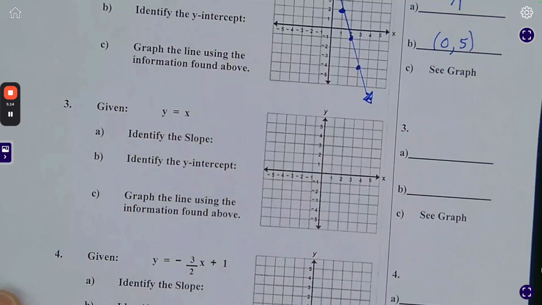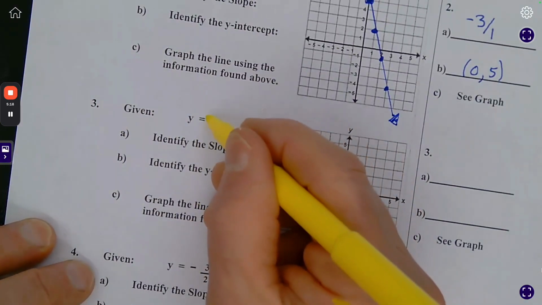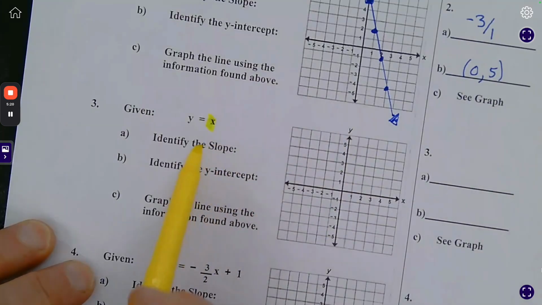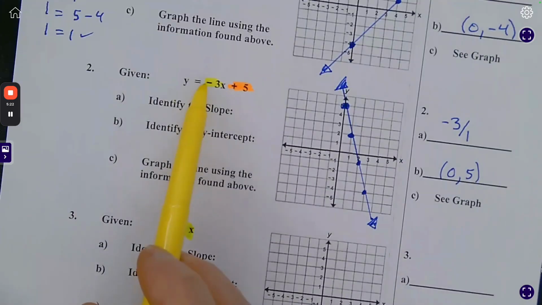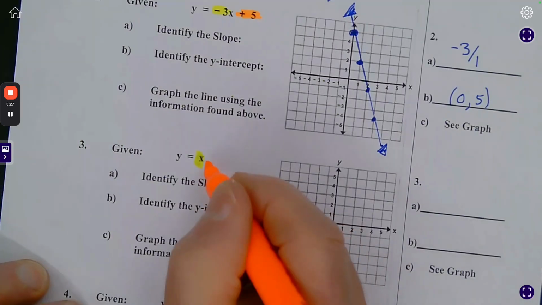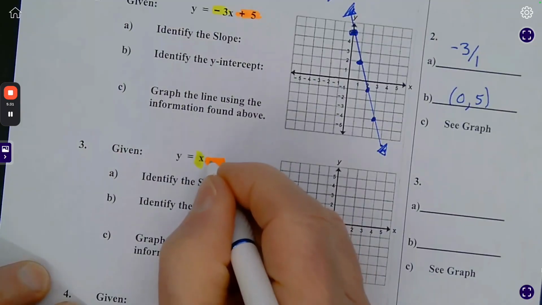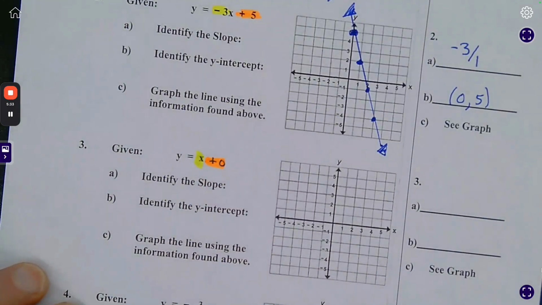All right, so y equals x. I know the number in front of x is the slope, so I'm going to highlight that in yellow. Notice how I'm consistent with my highlighting, right? My slope is always yellow. What's going on out here? Well, that's like plus 0. It's like having a term of 0.